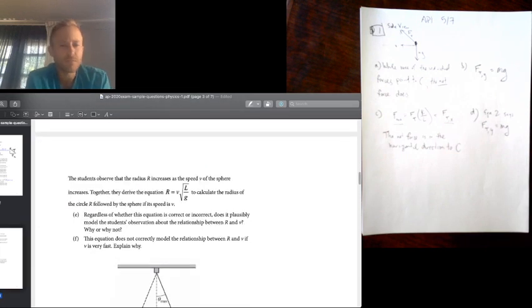All right. Students observed that the radius r increases as the speed of the sphere increases. Together they derived the equation r equals v times square root of L over g to calculate the radius of the sphere.